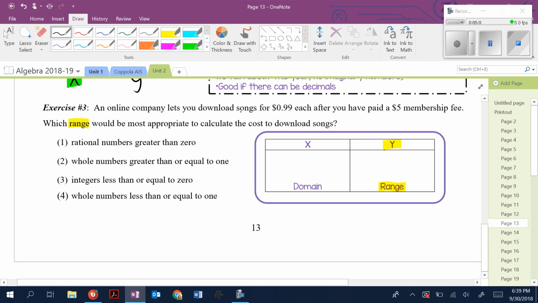Well, an online company lets you download songs. So we're dealing with songs, and then we're going to get out what? Money? So we're going to put in songs, and then we'd figure out how much it would actually cost us per song. Okay, so let's think about it. We now need to describe money. Well, money doesn't have to necessarily be whole numbers, right? We could have like $3.45. We don't just have to have $3.